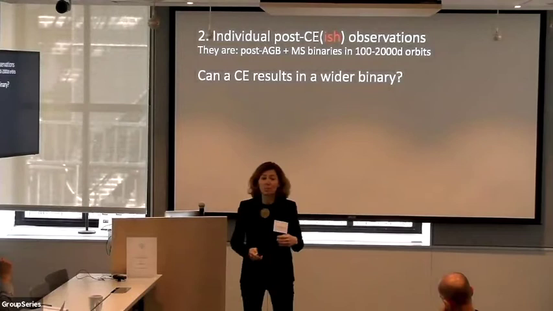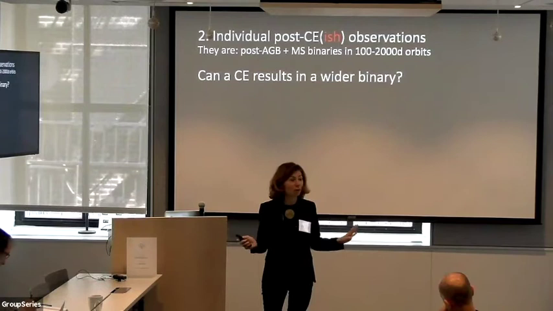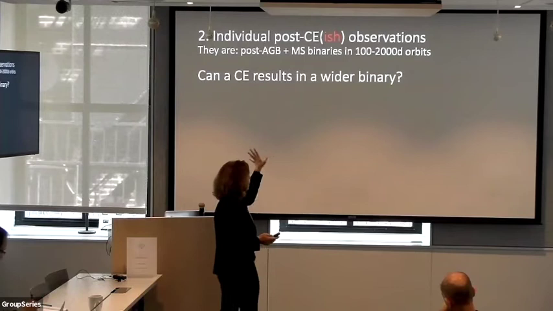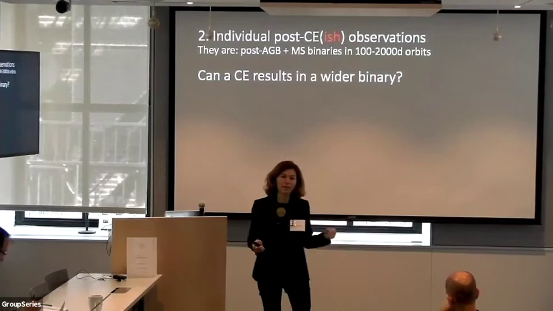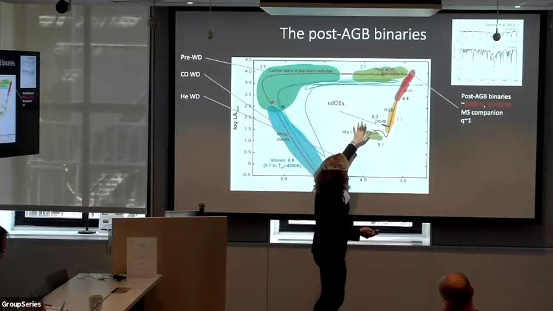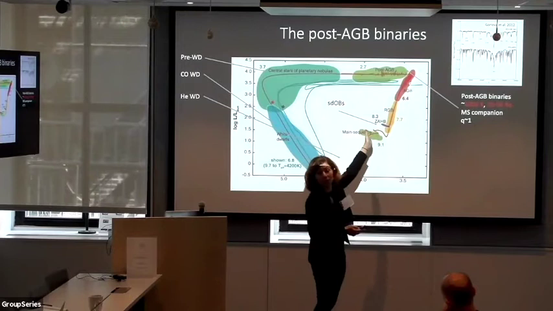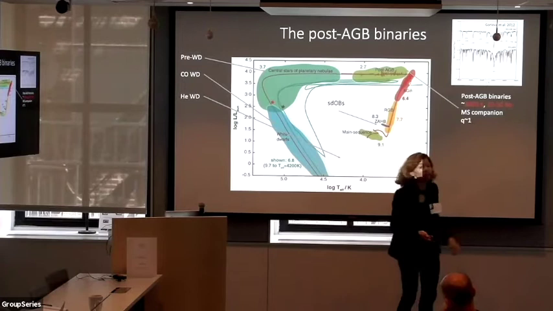Part two is, I'd like you to think a little bit about these other systems, which you would not call post-common envelope at all, but I will. So these are post-AGB main sequence plus main sequence binaries in periods, the longest of which have definitely avoided the common envelope, but the shortest of which must have been caught in some kind of common envelope. On this plane, once again, you have the post-AGB objects, and the primaries here are not white dwarfs, they're not sdOB stars, they're not hot. They're actually quite cool, 6,000 Kelvin, and they're large, tens of solar radii.